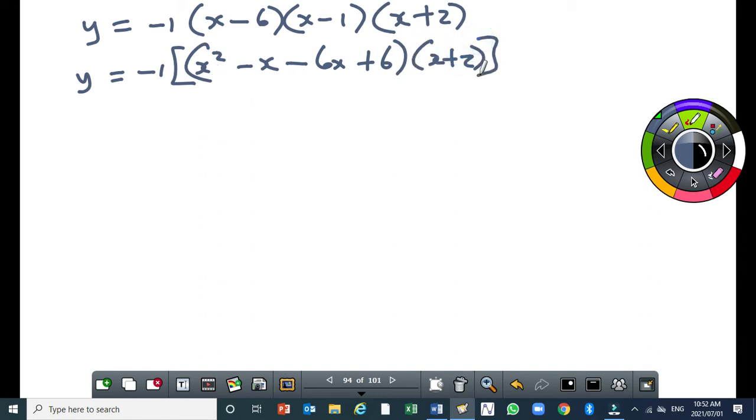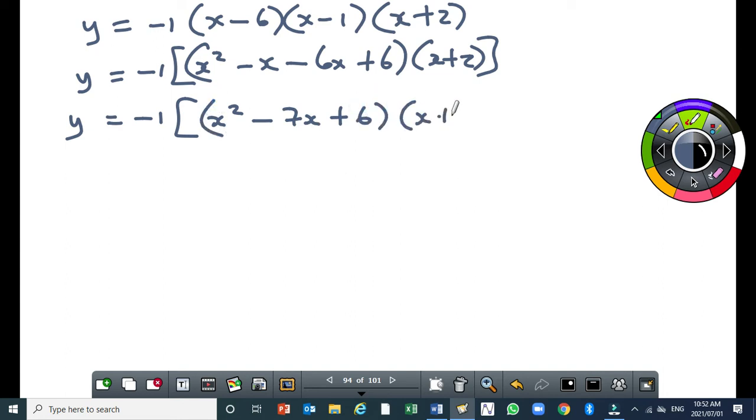Now, you need to be very careful here when you are doing it. You have to know your algebra, which is what I'm going to talk about next week, the grade 10 and 11 algebra. So this will be equal to y equal to minus 1, and I can simplify and write x squared minus 7x plus 6 times x plus 2.